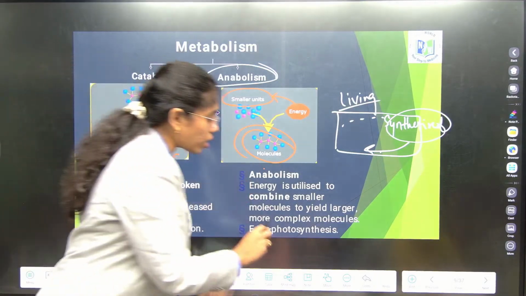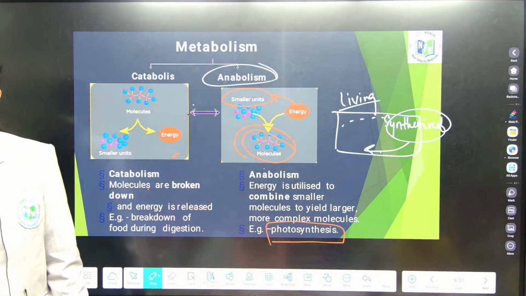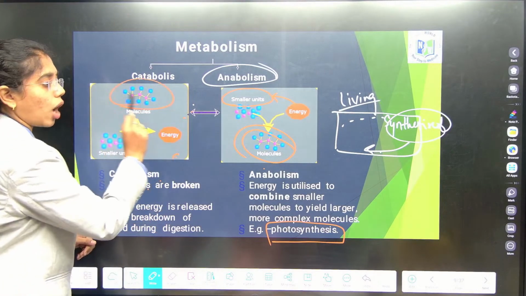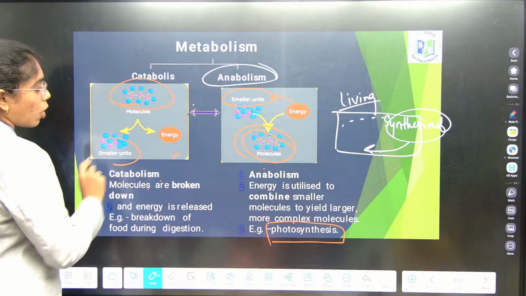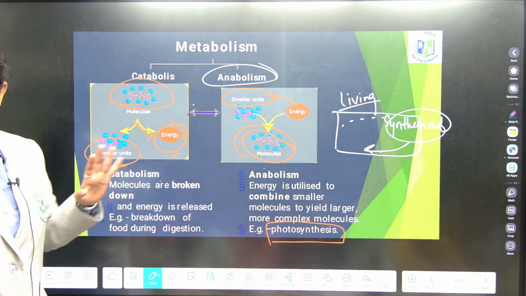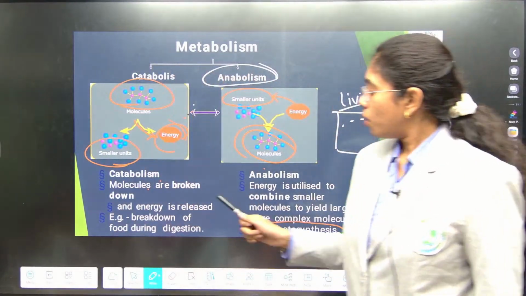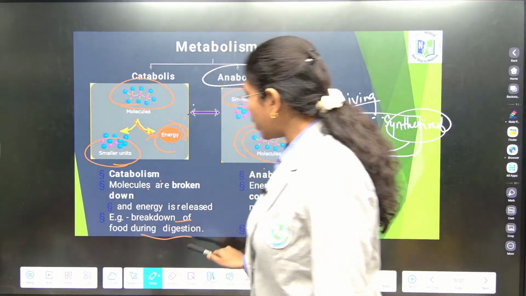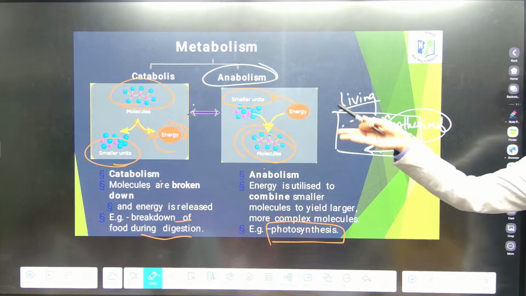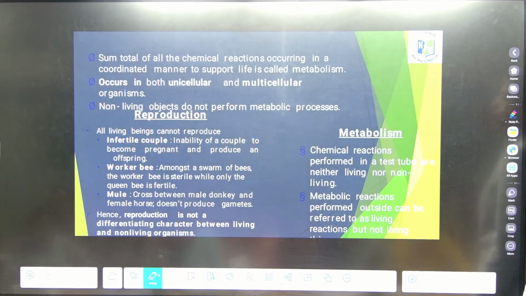Best example or the process you can say is photosynthesis, which is an anabolic process. Catabolism is what? Breakdown of the large complex molecules into smaller molecules and releasing out the energy. This is known as what? Catabolism, which is breakdown of food during digestion. Anabolism and catabolism. Example is respiration. Clear, right? So this keeps the cell living. So this is known as what?